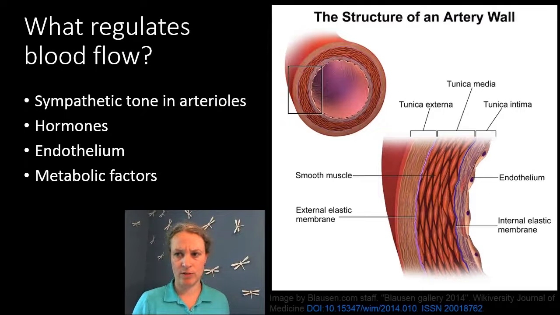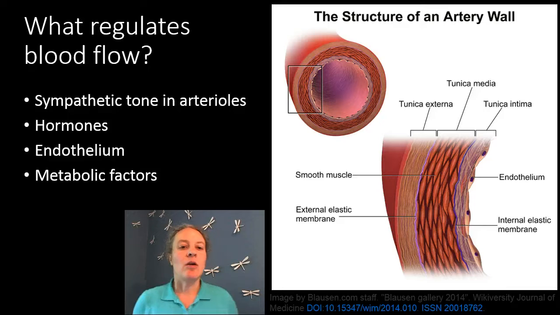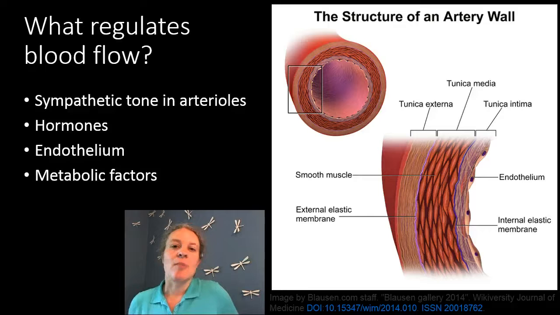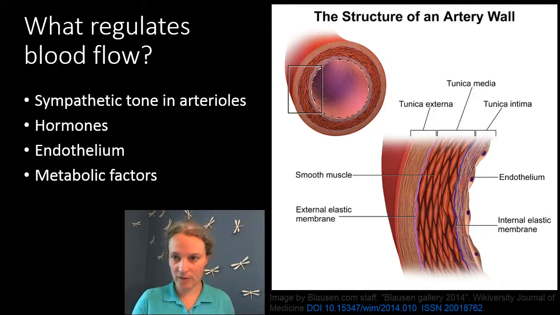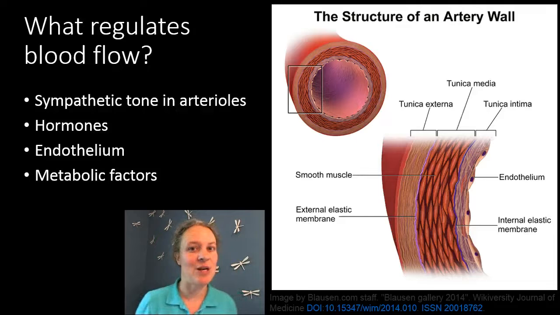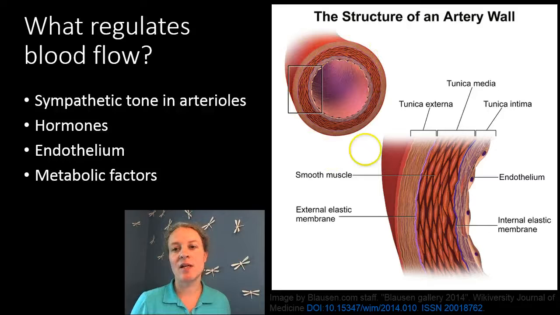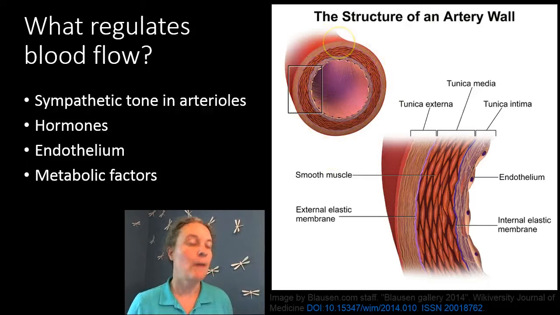Let me just move this up a little bit so we can see the whole picture. There are a couple of different things. One of them is sympathetic tone, which we're going to review in a minute. There are hormones that can change blood flow throughout the body, either by interacting with receptors at the arterioles or elsewhere. The endothelium itself, so remember this is the layer of cells that line the lumen of the blood vessel. We have a whole other video on that. Or metabolic factors.